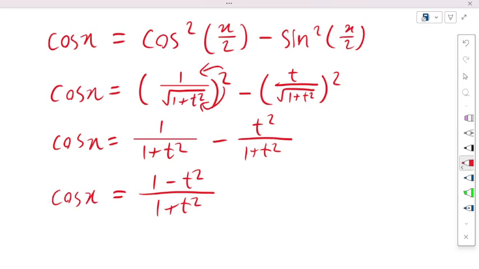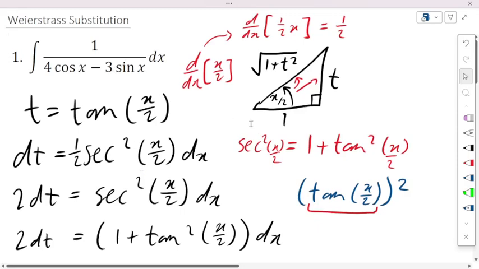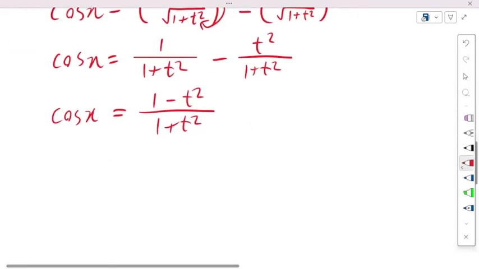Okay. So now we have cosine of x, right? But what about sine of x? Because we also want to get sine of x now. And that's the last one. So let's do sine of x as well. So remember, we're going to use the exact same method that we just used for cosine of x. We're going to just find the double angle of that half angle.